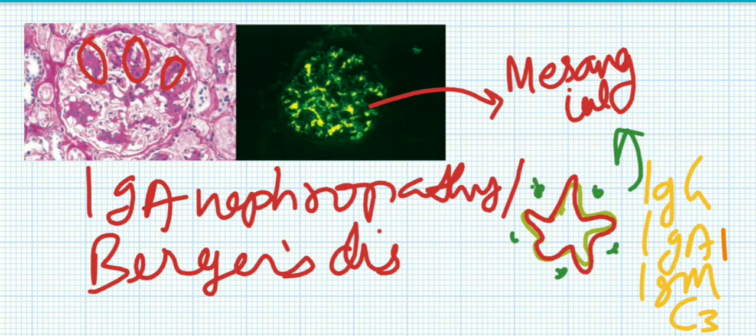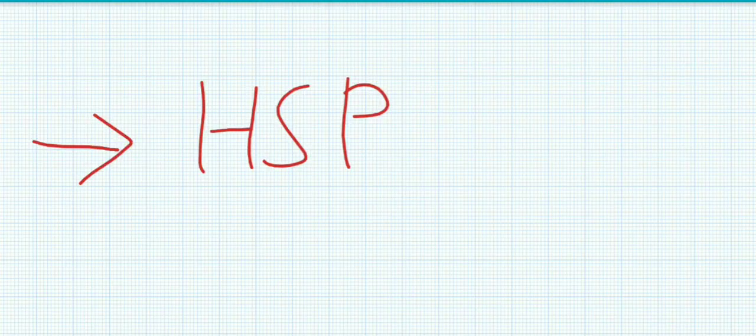And importantly, remember that the C3 level, the complement level in the blood, will be normal in Berger's disease. So these are the points to be remembered. And remember, it is also related to which vasculitis? HSP. Okay, thank you.